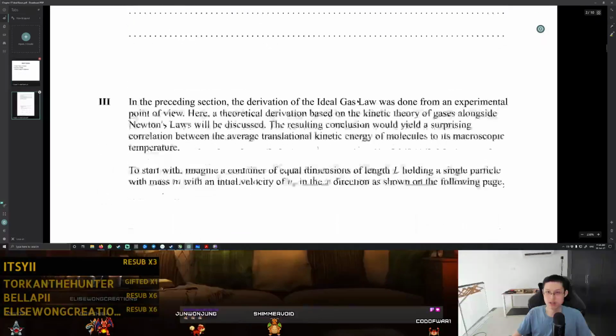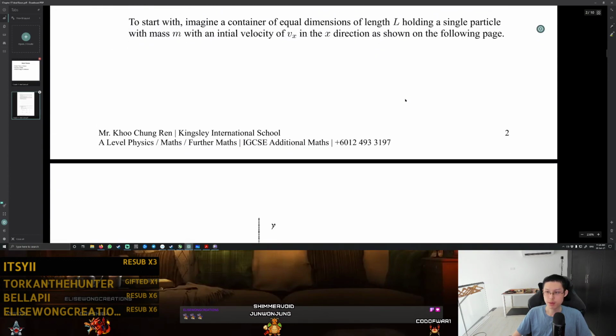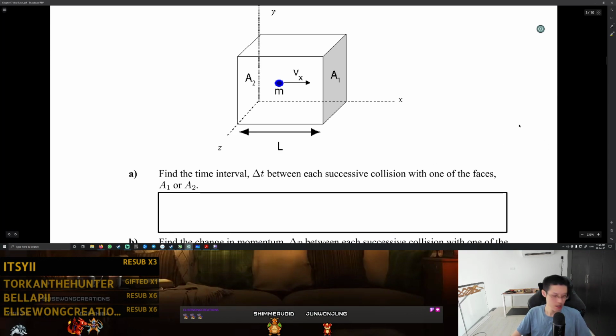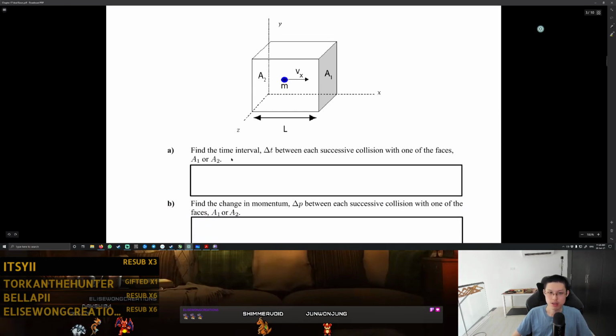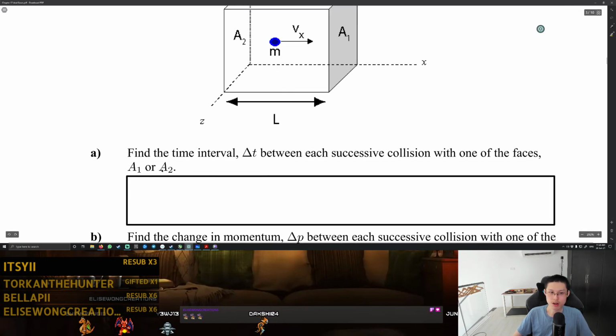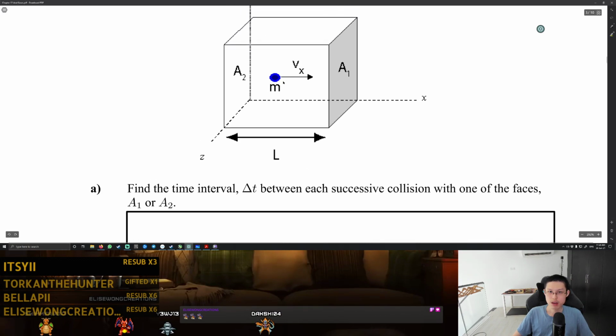Now, if I can direct your attention to page 3 on your notes. We're going to go through each step slowly. So the first one is find the time interval delta t between each successive collision with one of the faces A1 or A2. We have this particle moving with some speed Vx, and it's going to collide with A1 and bounce off because it is perfectly elastic, one of the assumptions of the ideal gas, remember? So successive collision here means it hits this, bounces off, and comes back and hits it again.